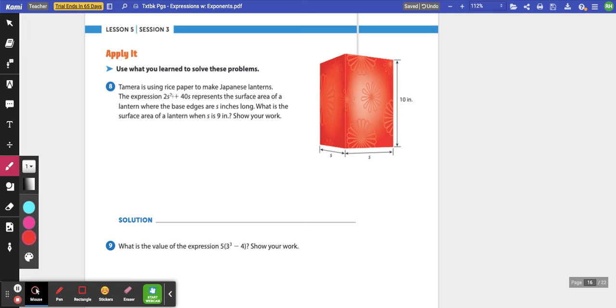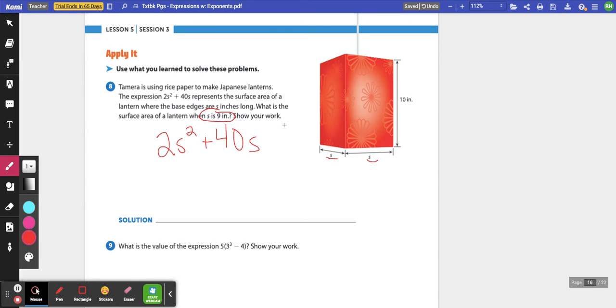So Tamara is using rice paper to make Japanese lanterns. The expression 2s squared plus 40s, I will go ahead and write this down because we know we'll need it, represents the surface area of a lantern where the base edges are s inches long. So we're not sure how long they are, but it says s inches long. What's the surface area of a lantern where s is 9 inches?